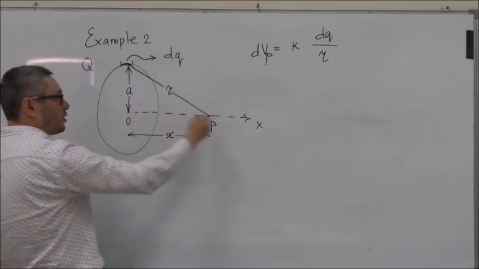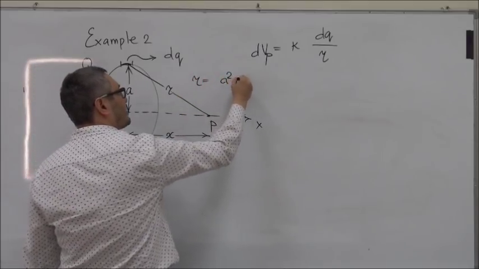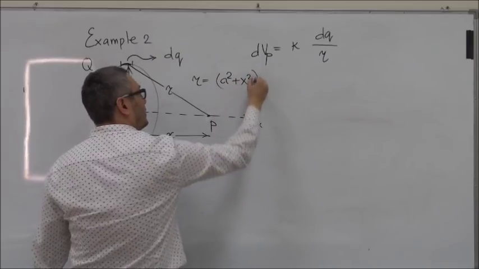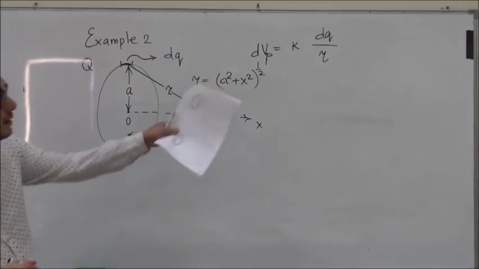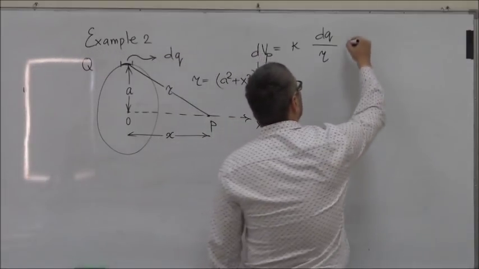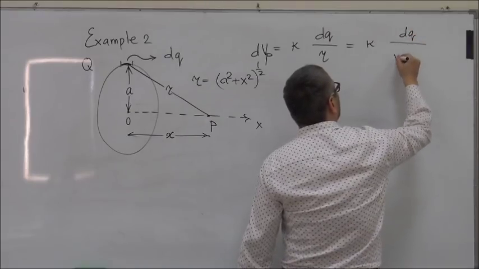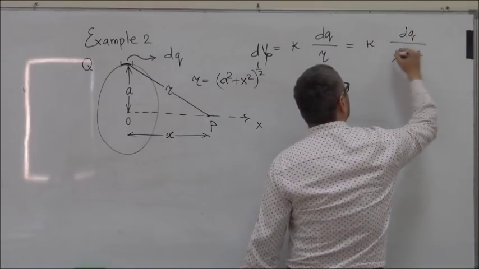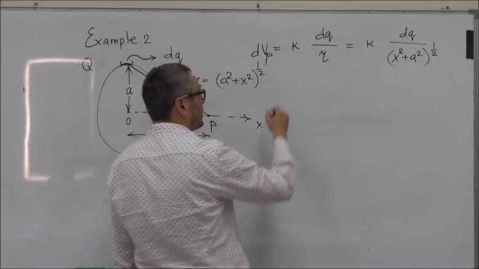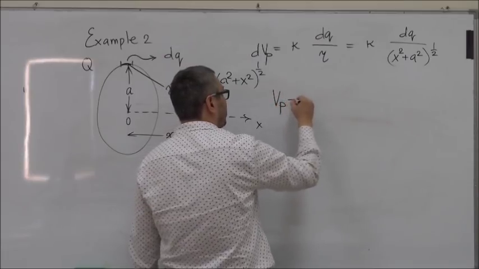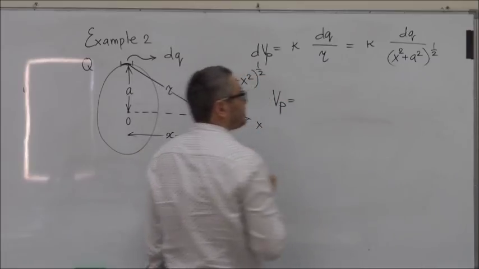Well, just by looking at this triangle, you can see that r is actually equal to the square root of a squared plus x squared from the Pythagorean theorem. So we can take it and substitute it here. So we get k dq over the square root of x squared plus a squared. And so the total electric potential at point P is then equal to integral of this.